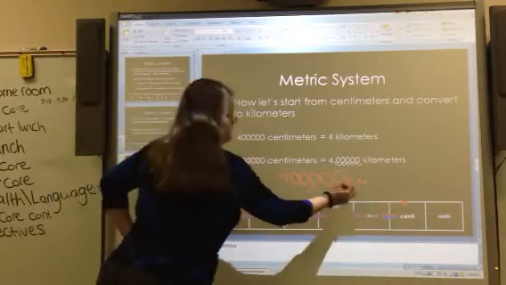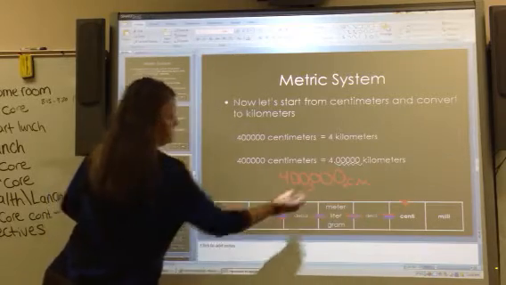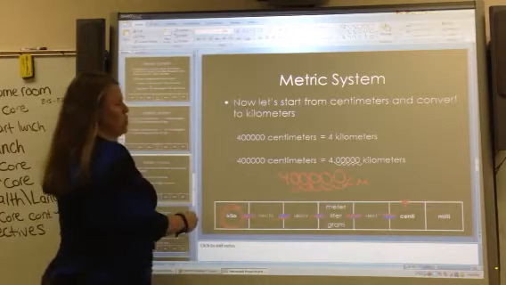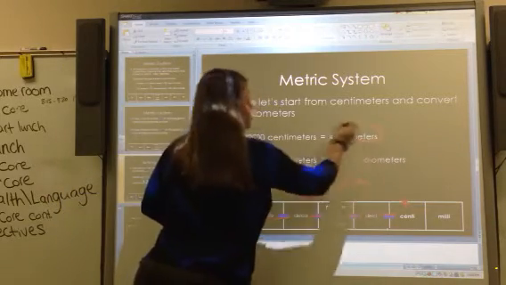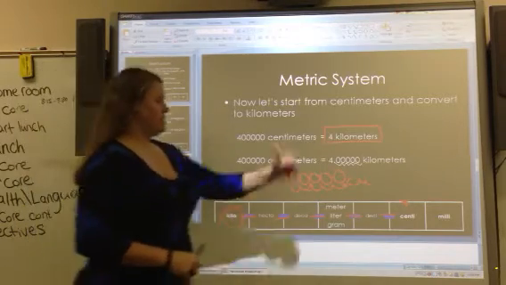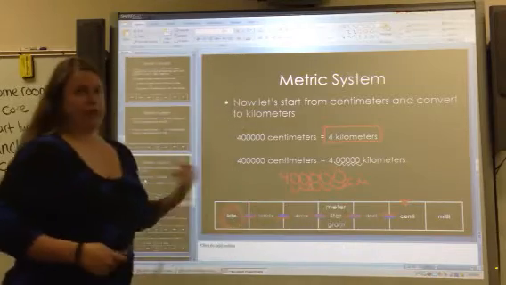So again, our decimal point is here. We move it 1, 2, 3, 4, 5 places. And that shows you that it equals just 4 kilometers, which is a pretty large distance. So again, moving to the left, you move your decimal to the left that many places on the rings.